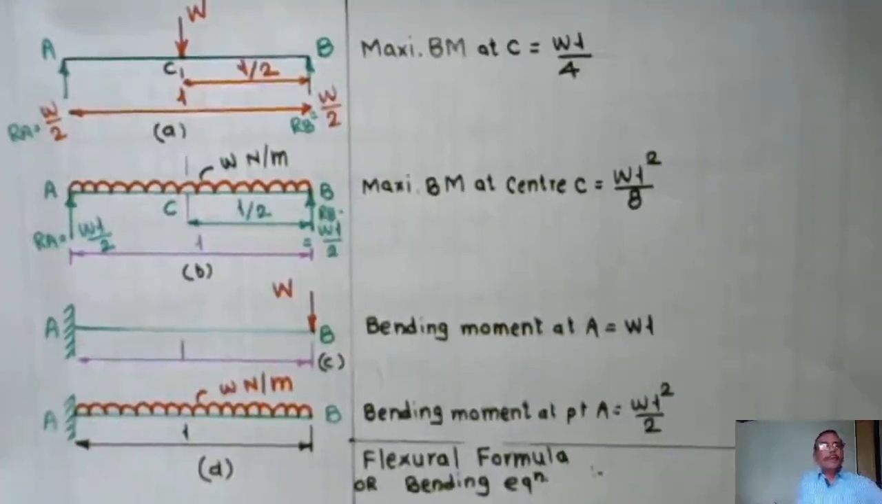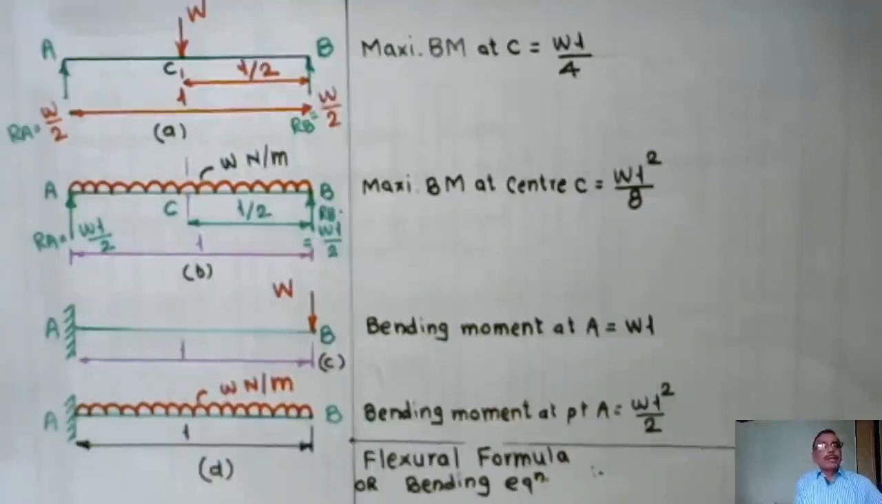In this figure it's a simply supported beam with a point load at its center, so its reactions Ra is equal to W by 2 and Rb is equal to W by 2. Maximum bending moment occurs at the center, so maximum bending moment at C is equal to WL by 4. You have to remember these formulas.